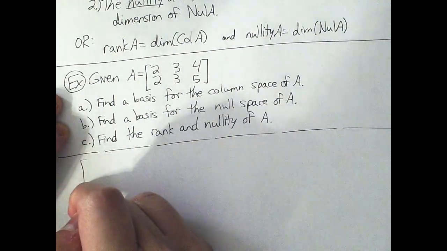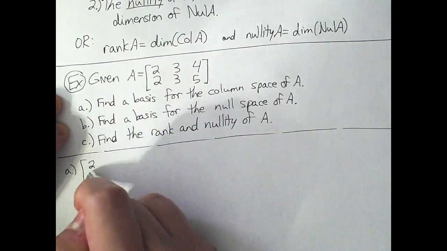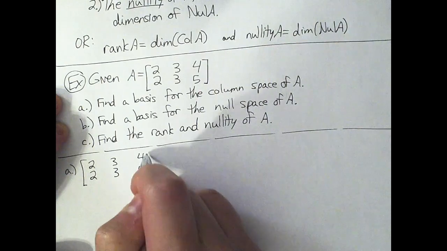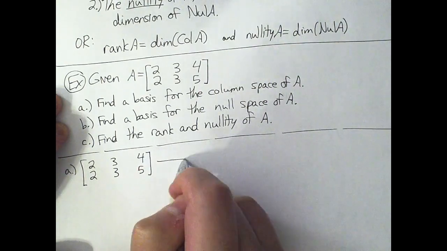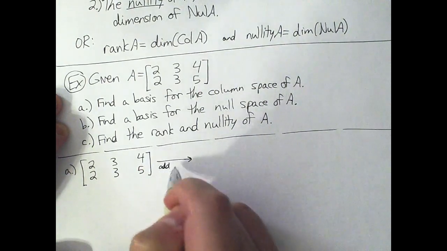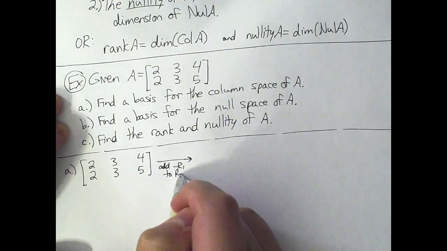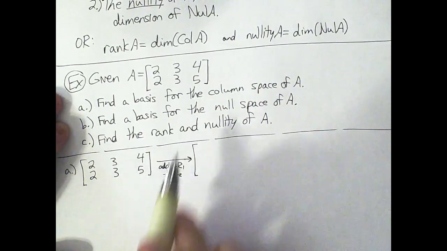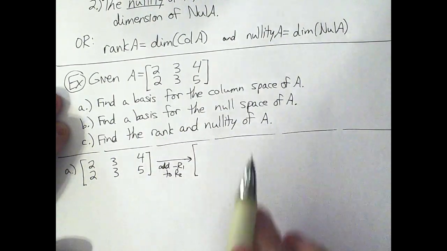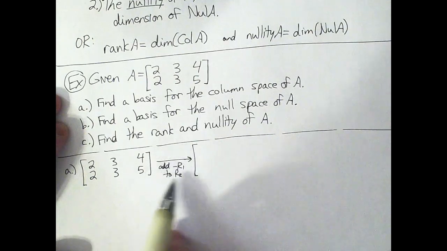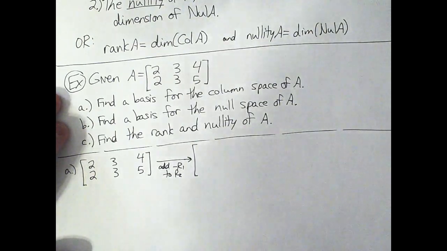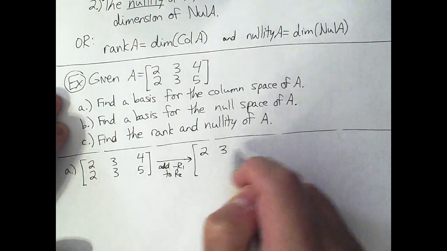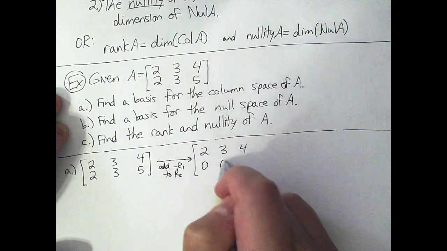I know that if I row reduce this, it's going to help me figure out where the pivots are. All right, so I'm adding negative R1 to R2. I'm not doing this to solve a system necessarily. I'm just row reducing A. It's not even an augmented matrix; we're not adding a right-hand side or anything. Just row reducing A to figure out where the pivots are. I get 2, 3, 4, 0, 0, 1.